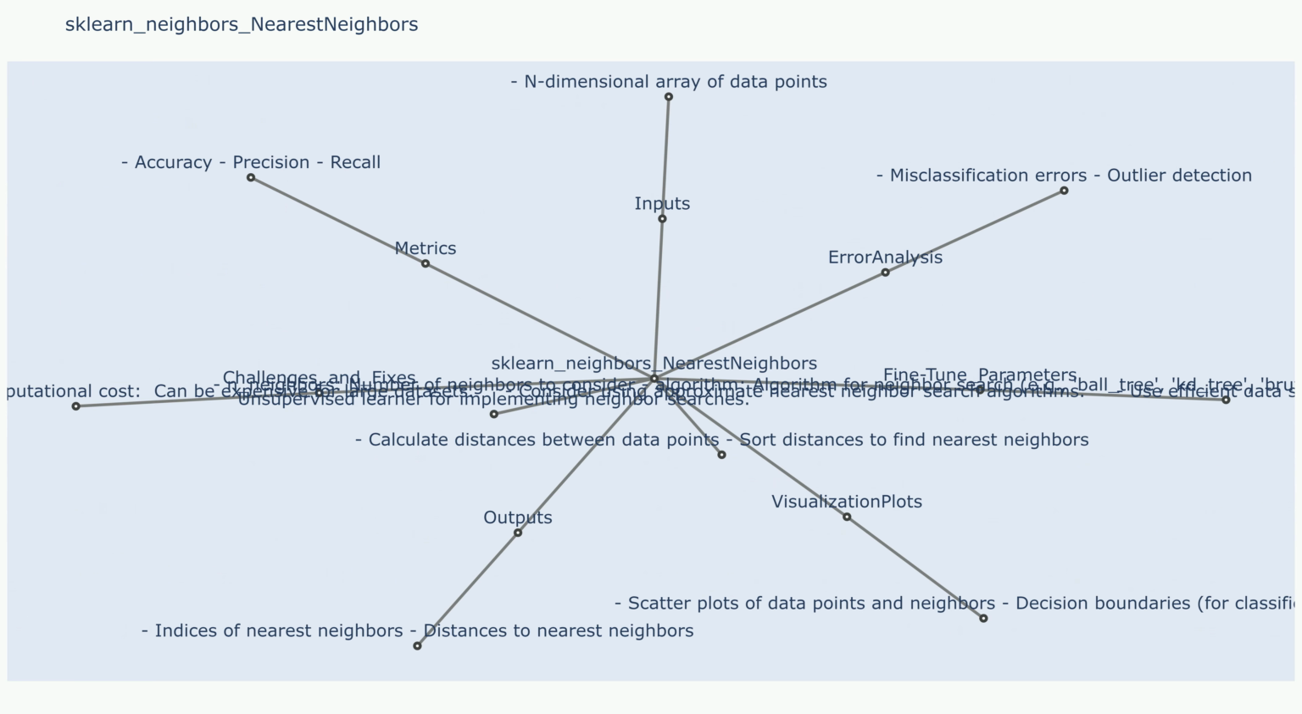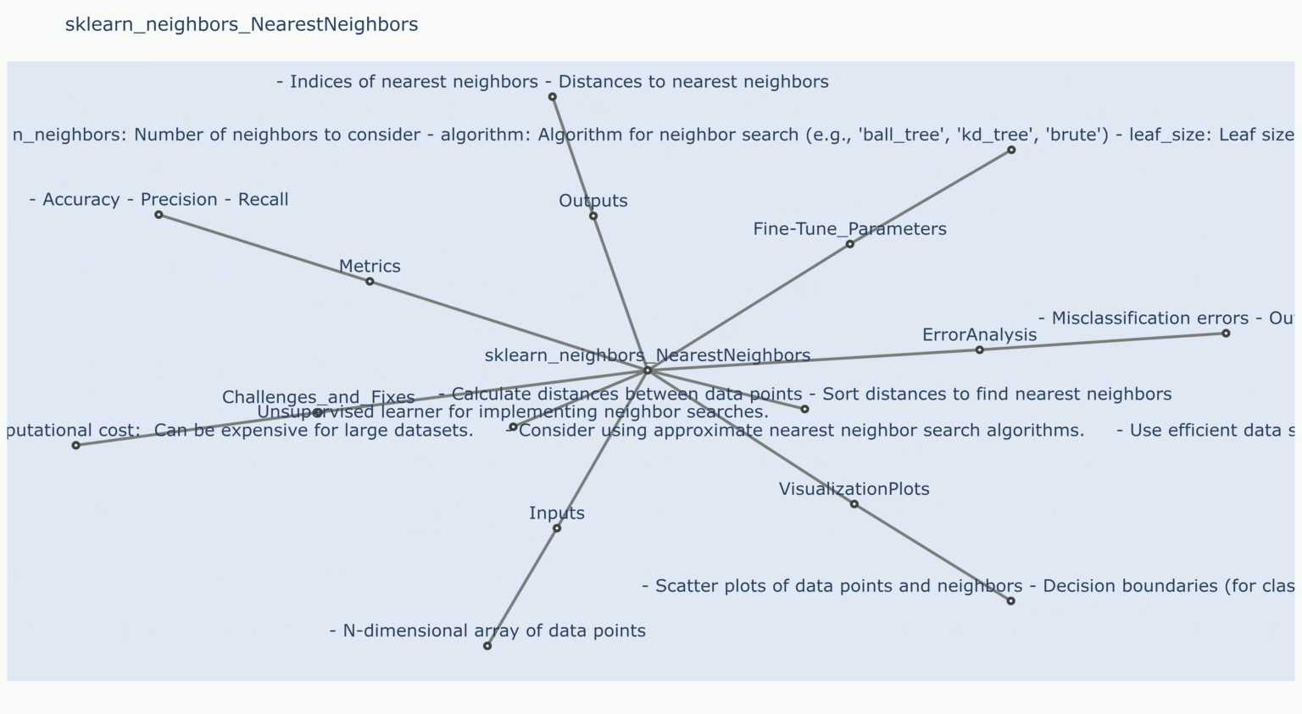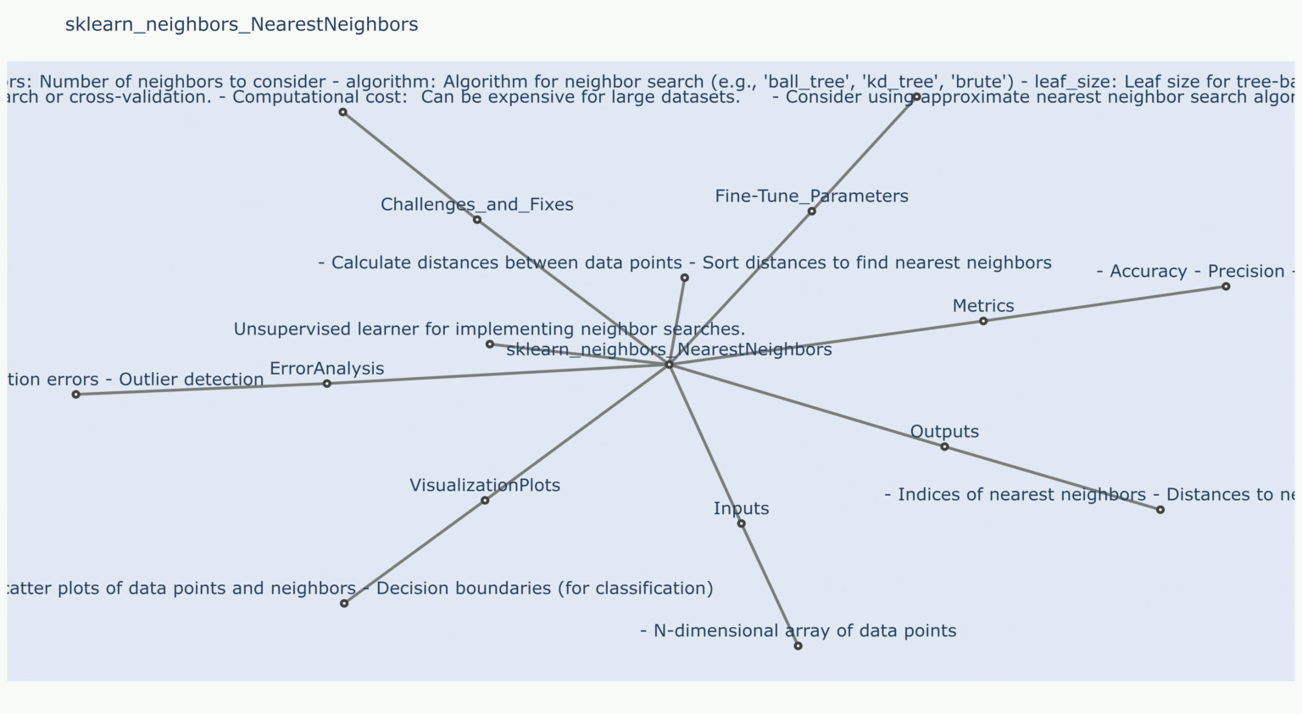Challenges and fixes. Challenge 1. Curse of dimensionality in high-dimensional spaces. The distance between points becomes less meaningful, making it difficult to find accurate neighbors. Sample use case that resulted in challenge 1. Using nearest neighbors to classify images with a large number of pixels. Features can be problematic due to the curse of dimensionality.